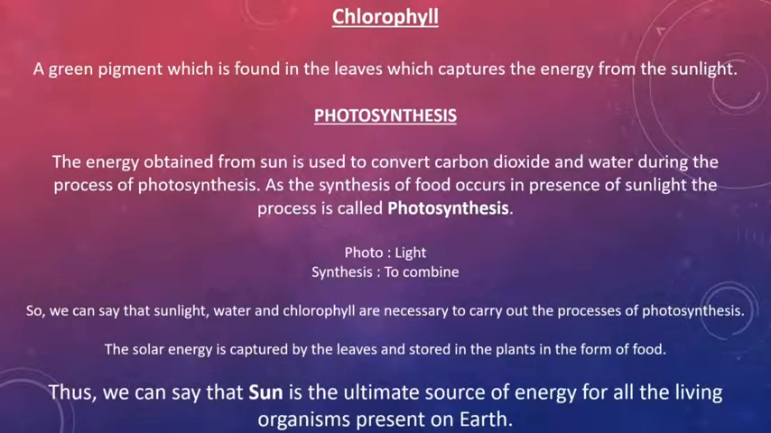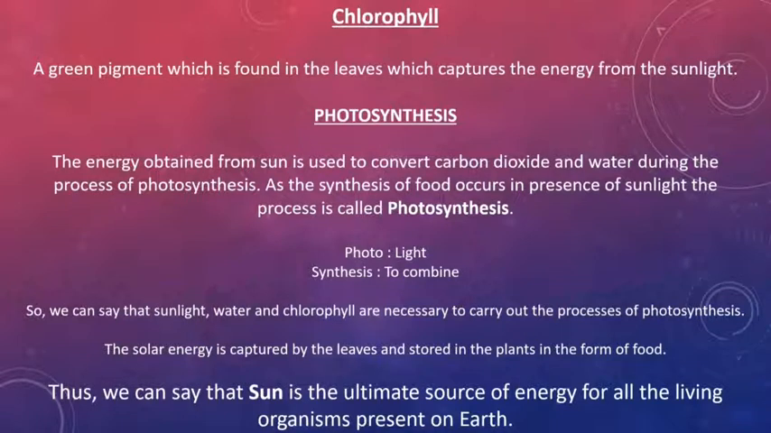Okay, now we must know what chlorophyll is. A green pigment found in the leaves which captures the energy from sunlight is known as chlorophyll. Okay, so what is photosynthesis? The energy obtained from the sun is used to convert carbon dioxide and water during the process of photosynthesis. As the synthesis of food occurs in the presence of sunlight, the process is known as photosynthesis.